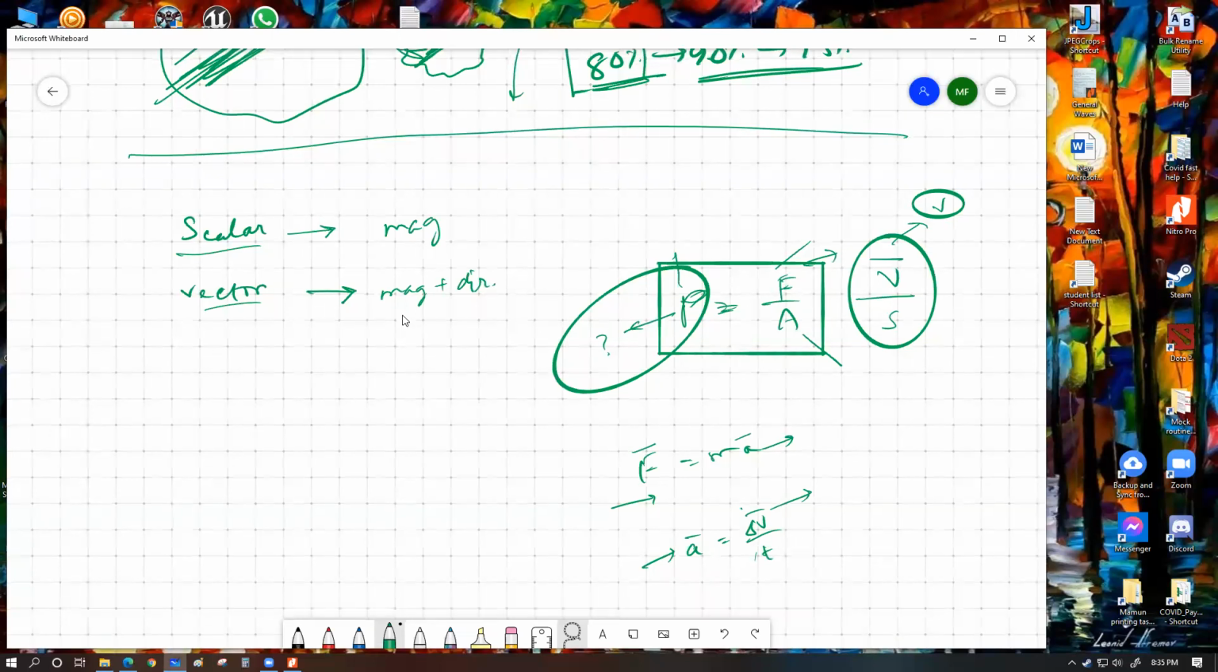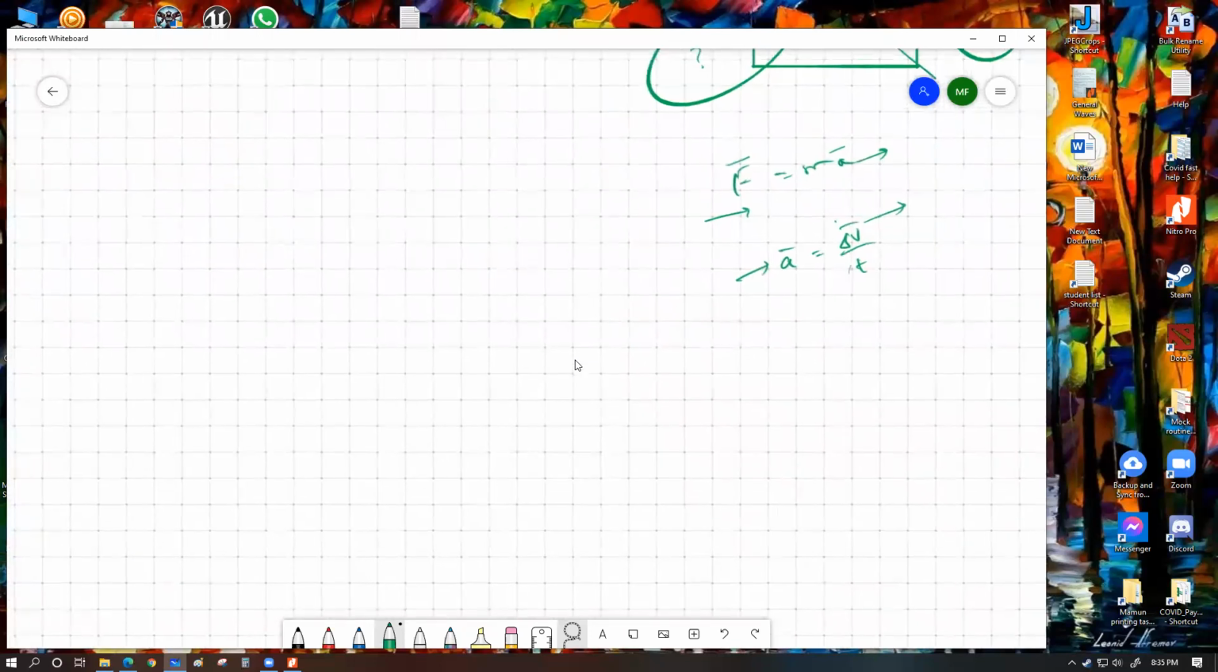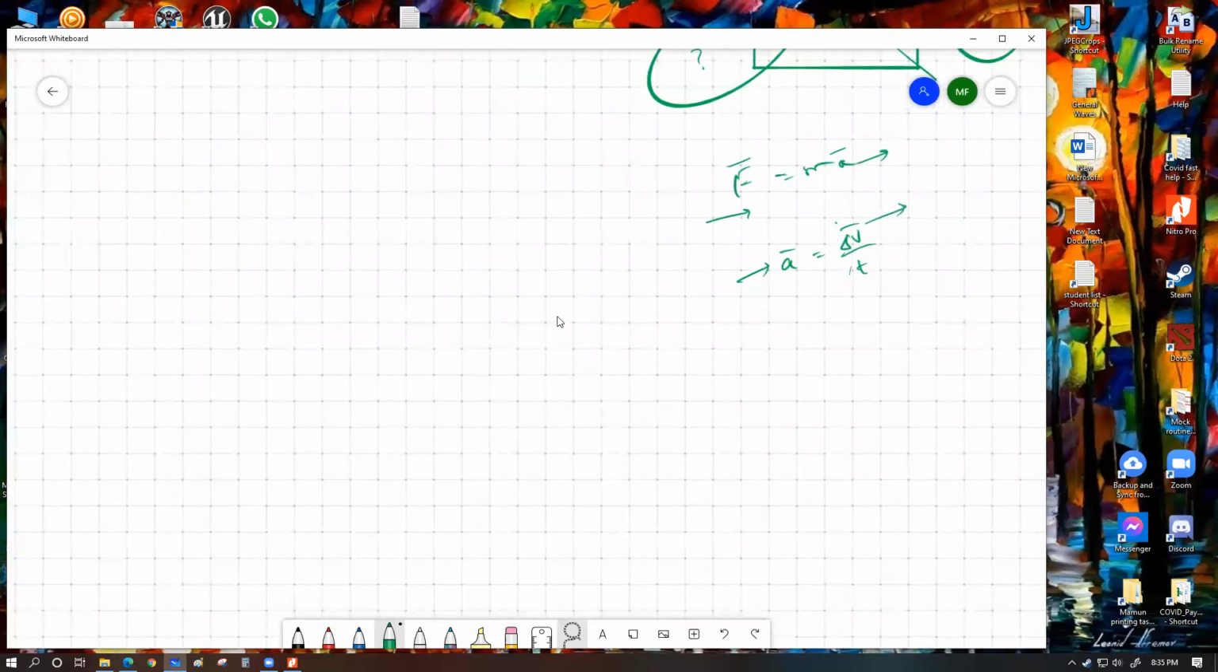The next thing that we have to understand from chapter 1 is the different names of the prefixes.